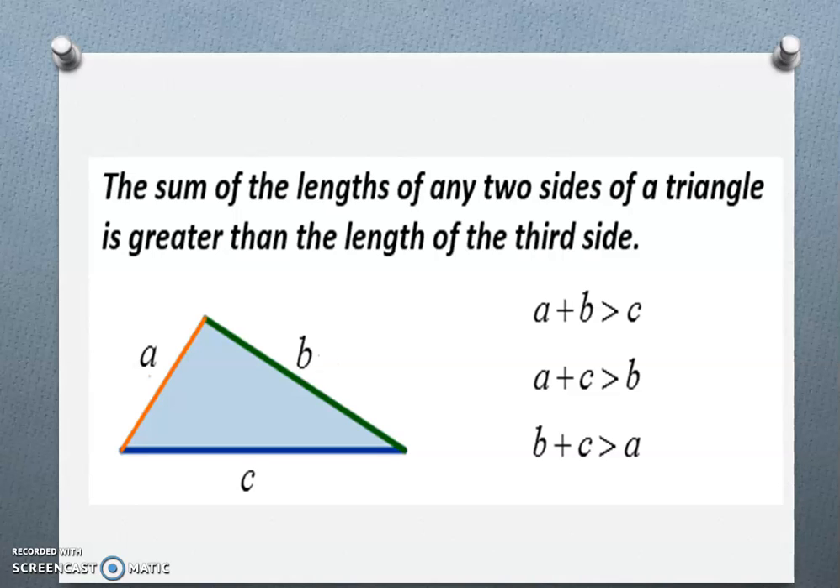This can be checked easily by drawing a scalene triangle having all three sides of different lengths, and then you can add and check. The sum of two sides will come out, and should always come out, greater than the third side.